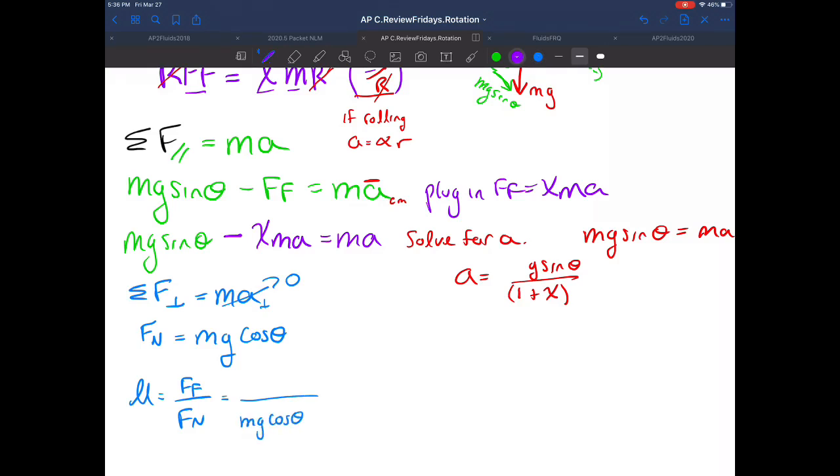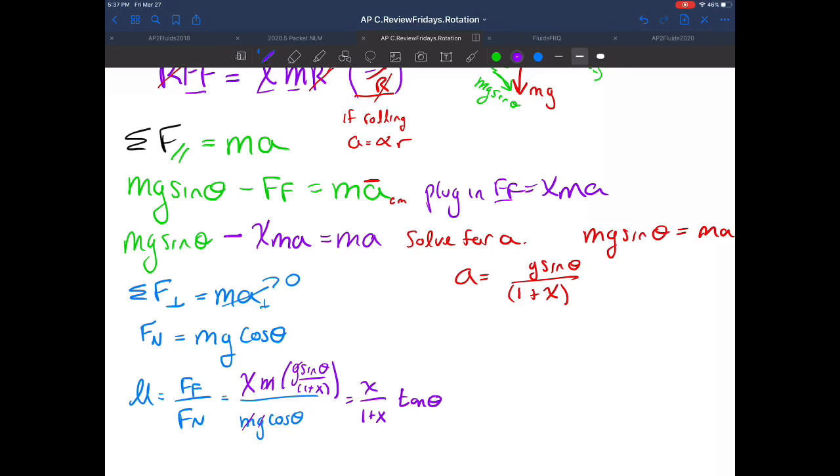And from this purple expression above, you found ff. Ff is xma. So over here, you'll put x. That's just a number, remember, depending on the shape: 1/2, 2/5, etc. So x times m times a, which is g sine theta over 1 plus x. And then it simplifies beautifully. The m's will cancel. The g's will cancel. You'll have x over 1 plus x. Then you'll have sine theta over cosine theta, also known as a lovely sun-kissed English gentleman, tangent theta. That's neat. So our mu is x over 1 plus x tan theta.